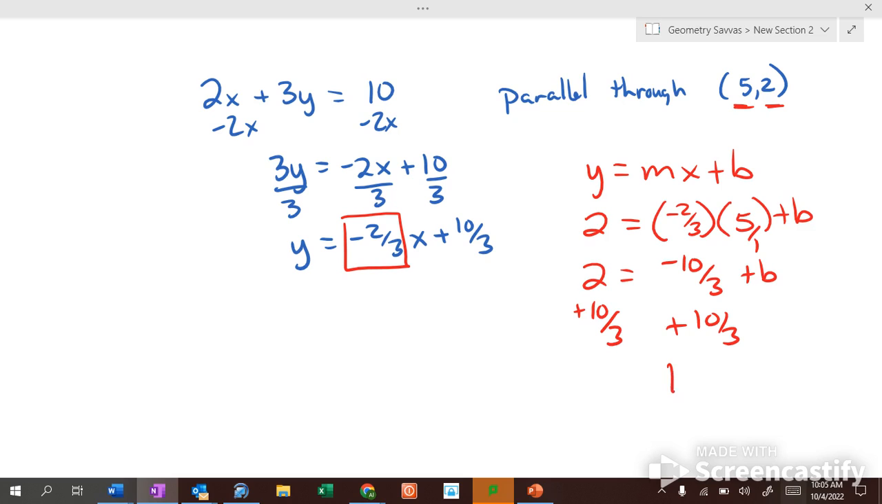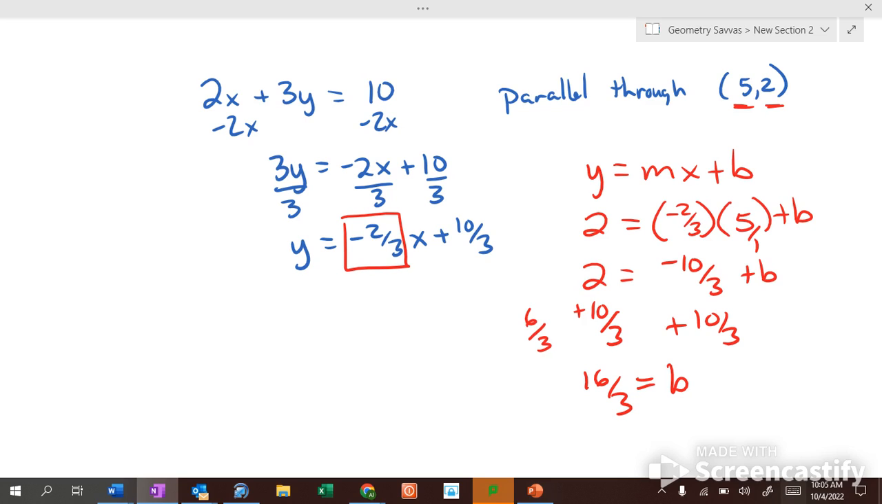Now, most of you would grab out your handy dandy calculator to do this. But if we didn't have a handy dandy calculator, how many thirds is 2? 6/3. 6/3 is the same as 2, right? So you take 6/3 plus 10/3 is 16/3. And we're going to leave it as an improper fraction when you do your homework.